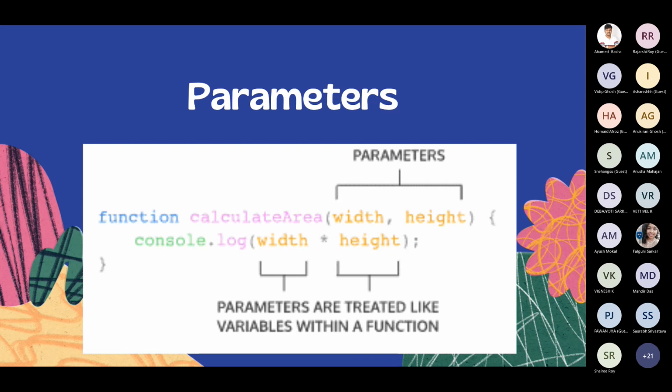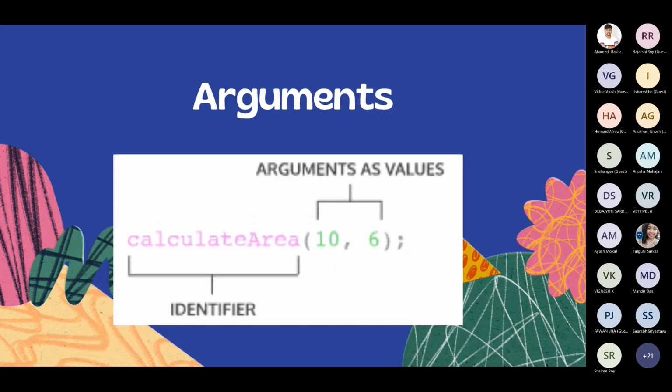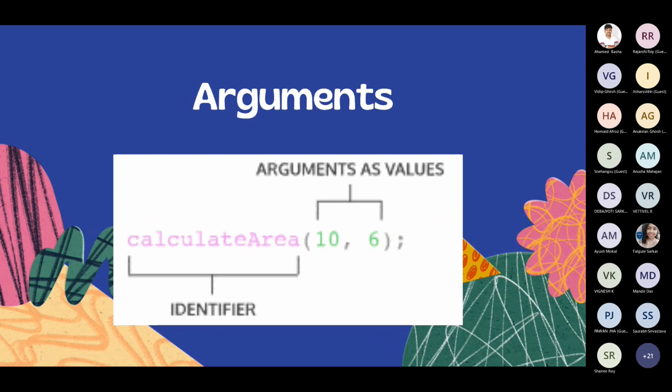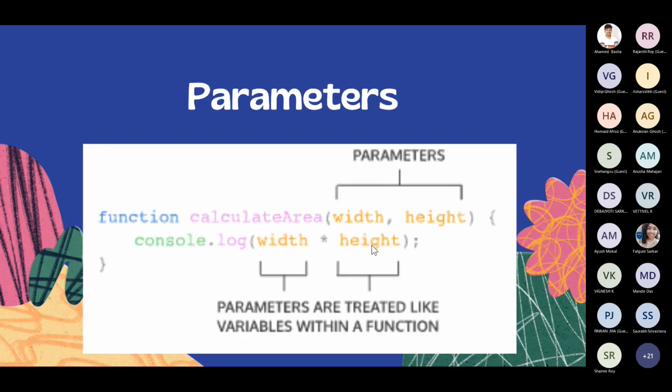Now moving forward to arguments. Now when we have already declared the function, suppose this function will just multiply the width and height and print it to the console. Whenever I want this to happen, I want to call it. So this is how we call the function. When we call the function calculate area, we just take the name of the function and we write the arguments.